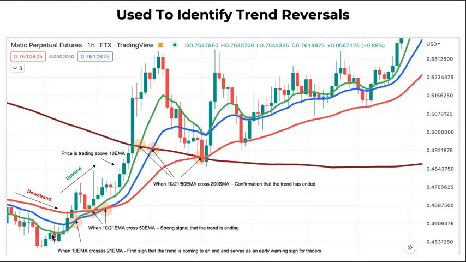So whenever I see this happening, the green line crossing above the blue line, that's the first warning sign for me. It tells me that the trend could change from a downtrend to an uptrend. But I will not take any action yet because that is just the first sign. I will wait for further confirmation, further signals, like when the 10 or 21 EMA cross the 50 EMA. That means when the green and blue lines cross the red line. Now, when that happens, that is a strong signal that this downtrend is ending. This could signal the beginning of a new uptrend.